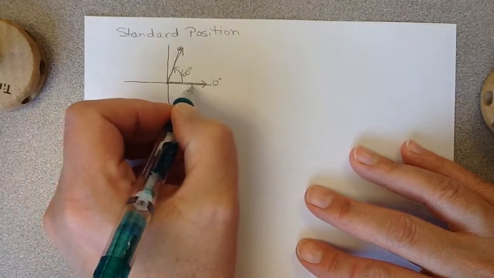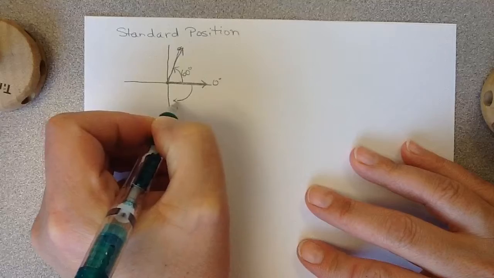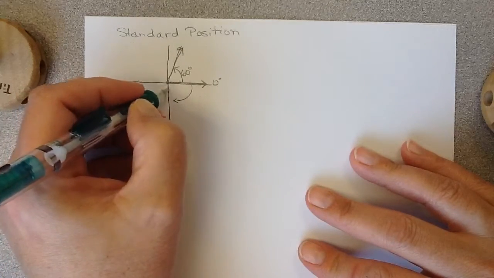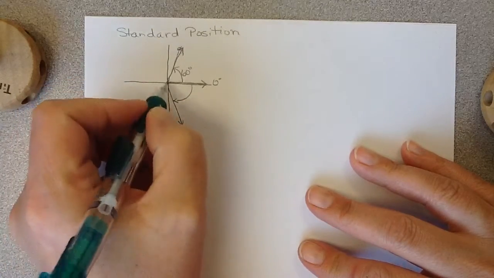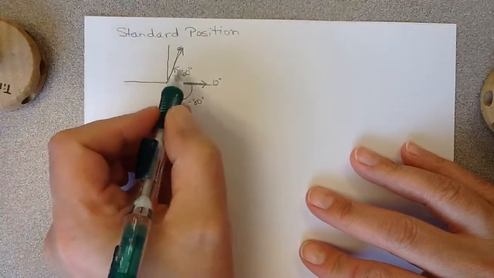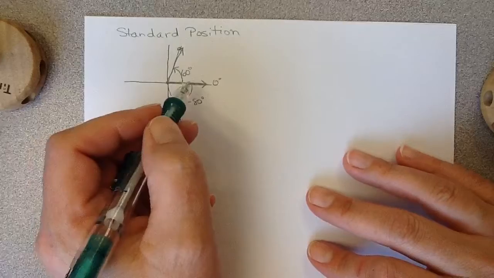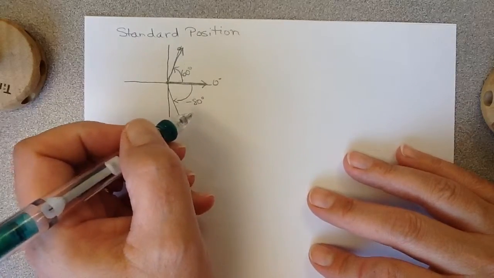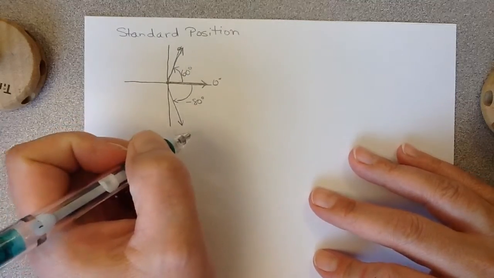If I rotate in the other direction, let's say I go clockwise 80 degrees, drawing the terminal side, I would label that negative 80 degrees. So clockwise negative, counterclockwise positive. It may seem backwards to us, but that's just the way we do things.